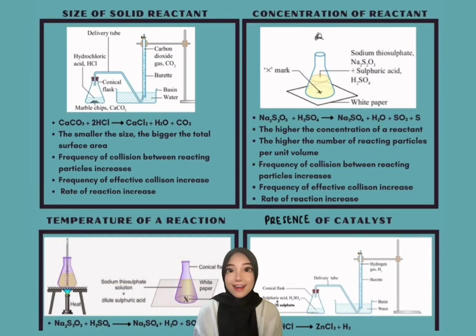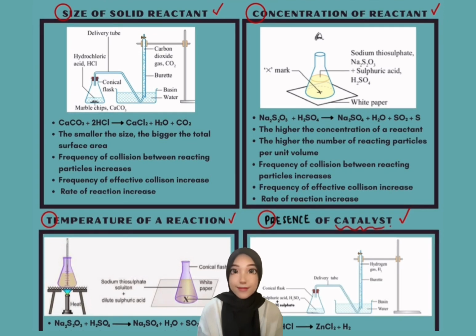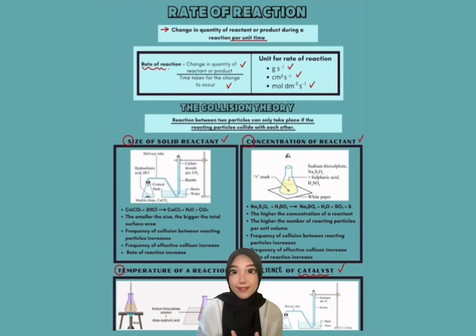And that is all the explanation about the four factors that affect the rate of reaction. Remember to memorize all the factors, which are size of solid reactant, concentration of reactant, temperature, and the use of catalyst. You can use the acronym CSTP to help you remember the factors. And also don't forget to relate each factor to the collision theory.